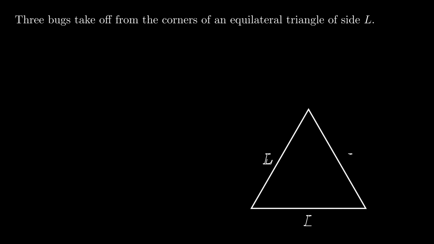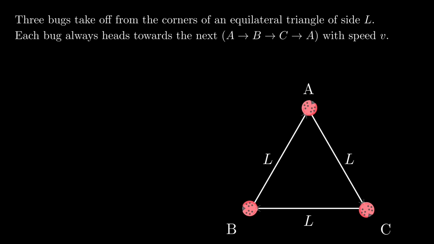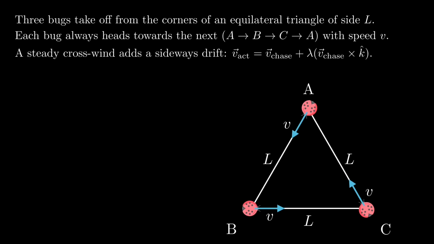Let's review the problem statement. Three bugs take off simultaneously from the corners of an equilateral triangle of side L. Each one is programmed to chase the next. So A chases B, B chases C, and C chases A, always with the same speed v. But there's a twist. A steady crosswind introduces a sideways drift perpendicular to the direction of the chase.